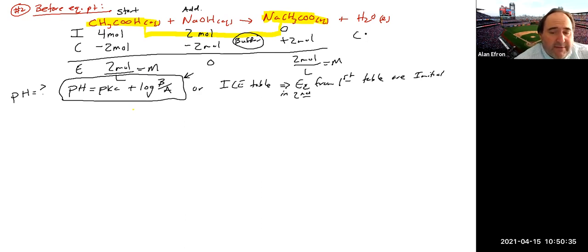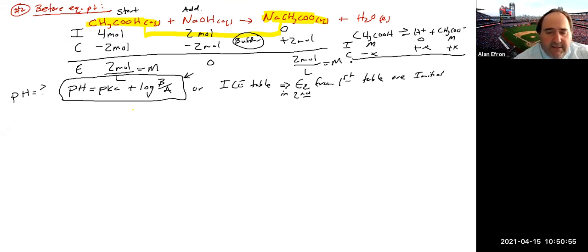The ice table would be based off of acetic acid breaking apart in this case. The key of that one would be you should have a molarity here, and you should have an initial molarity here. The rest of it would be x's, and obviously solve for x, and that will give you your H plus concentration. Any questions on what happens before the equivalence point in this type of titration? Again, as you can see, a little bit different than what was happening with our strong acid and strong base. Any questions on that?